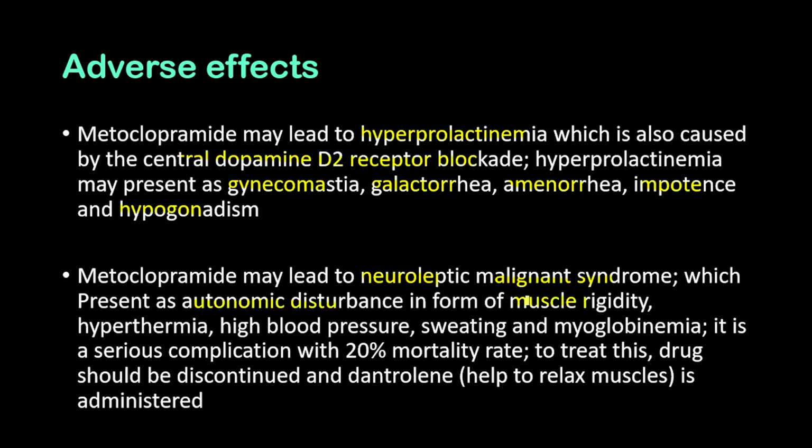Now also, metoclopramide may lead to neuroleptic malignant syndrome, and the neuroleptic malignant syndrome present as autonomic disturbance in form of muscle rigidity, hyperthermia, high blood pressure, sweating, and myoglobinemia. And this is a serious complication with a 20% mortality rate. And to treat this, the drug should be discontinued, and dantrolene, which is a medication that helps to relax muscles, and other supportive therapy is administered to treat the patient.